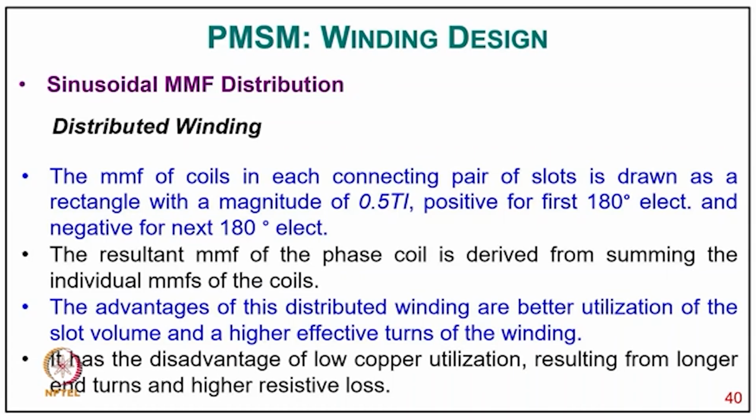The advantages of this distributed winding are better utilization of the slot volume and higher effective turns of the winding. It has the disadvantage of lower copper utilization resulting from the longer end turns and higher resistive loss.